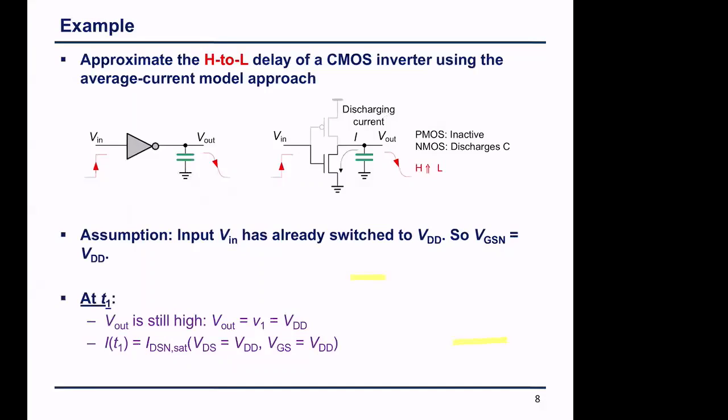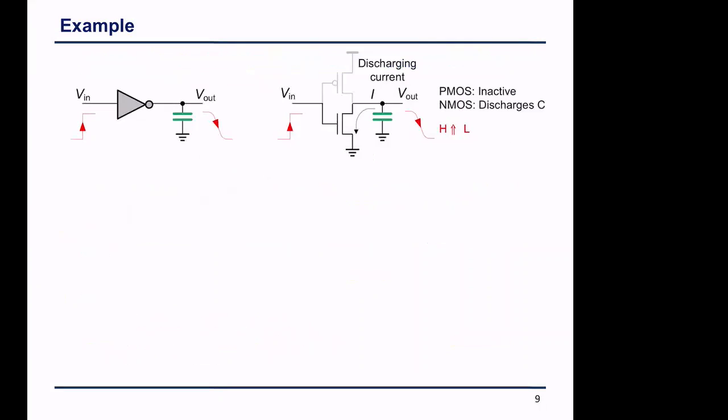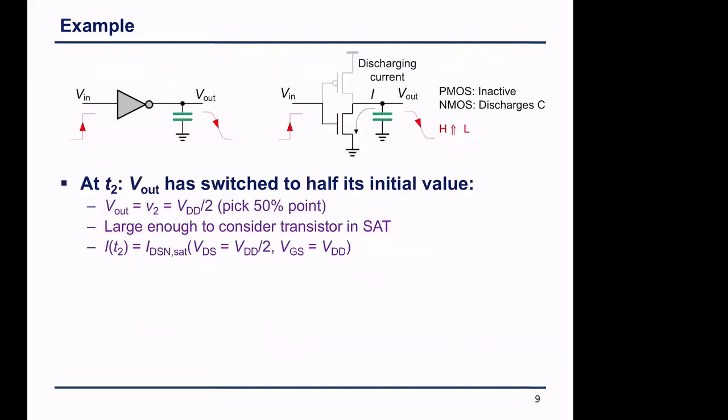V out is still high, so V out is VDD at time point 1, and we find the current as a function of VDS and VGS of the transistor. And then we look at the same information at time point 2, and at time point 2 we say that V out has switched to half of its initial value, and accordingly we can calculate the current from VDS equal VDD over 2 and VGS equal VDD.